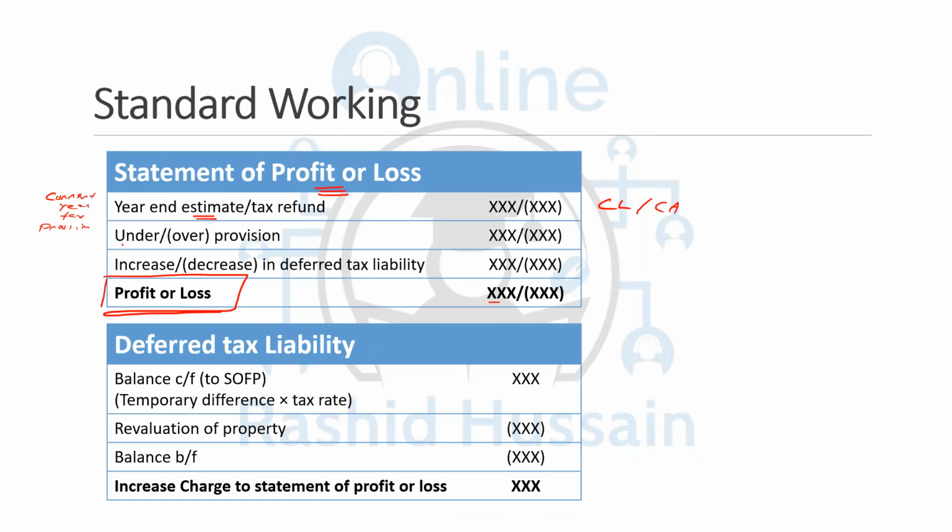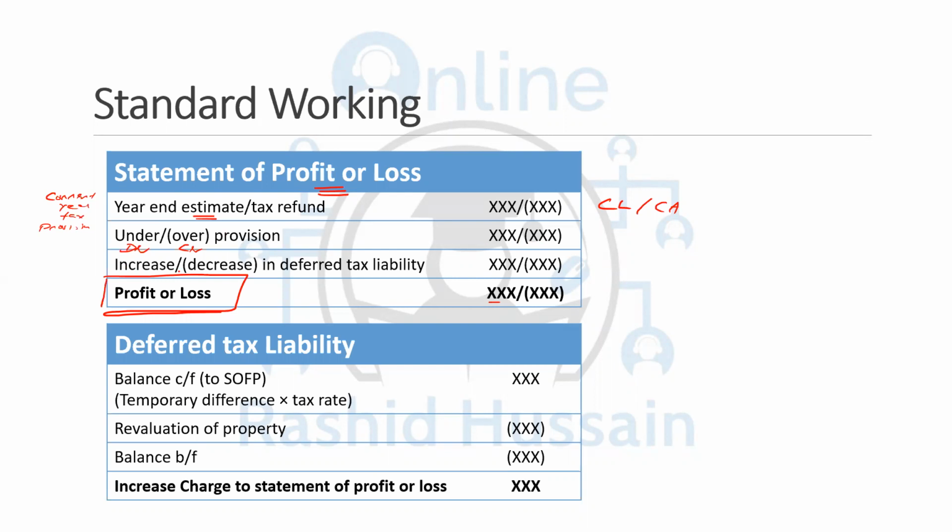Then you have the under provision. If you see the debit balance in the trial balance, this represents under provision. Under provision increases your tax charge. That is why you see we are adding it in the current year expense. If you are having a credit balance within the trial balance, this represents an over provision. An over provision reduces the current year tax charge. That is why we are deducting it.